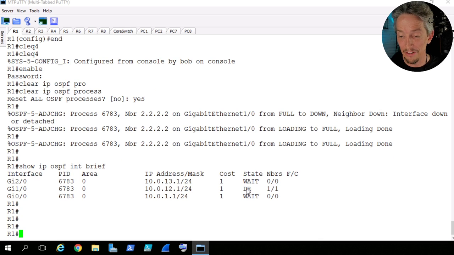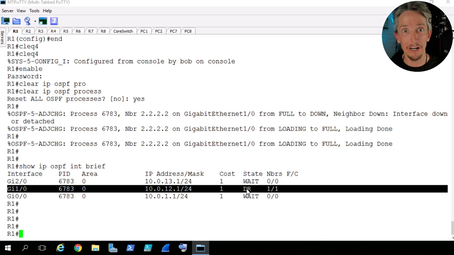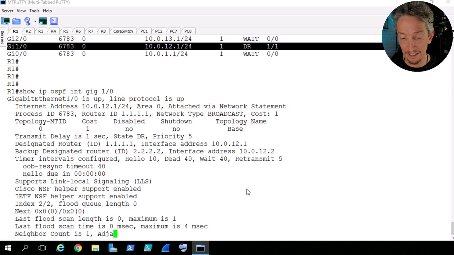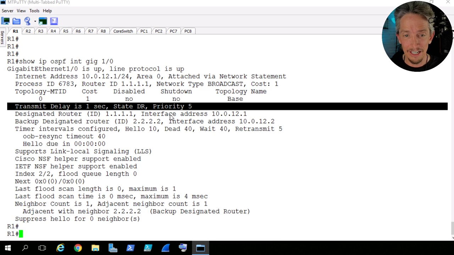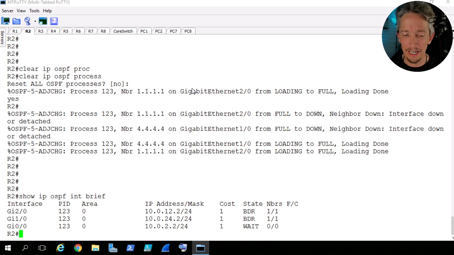So sure enough, we are the DR because we have a higher priority on the interface. We can see that with the show IP OSPF interface for gig 1/0. That'll tell us. So there's our priority of 5 right there. And if we did the game again, let's do the game again.